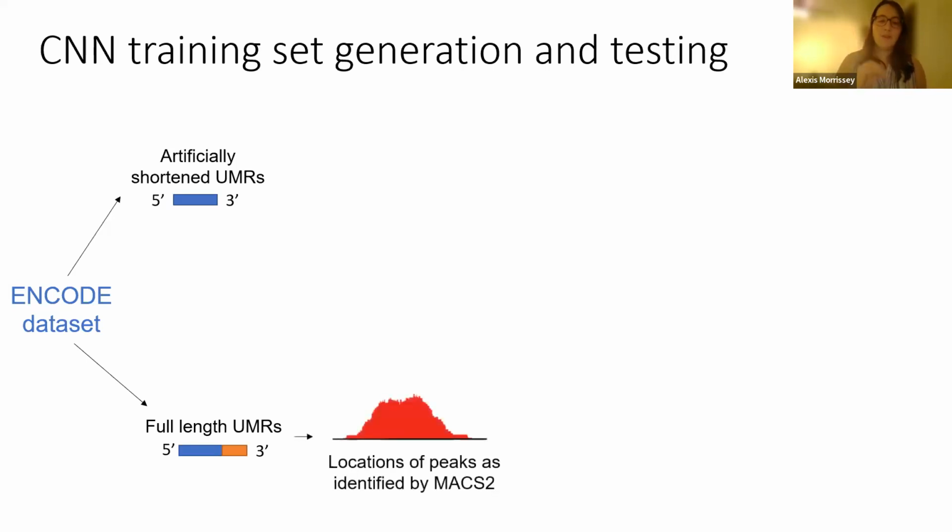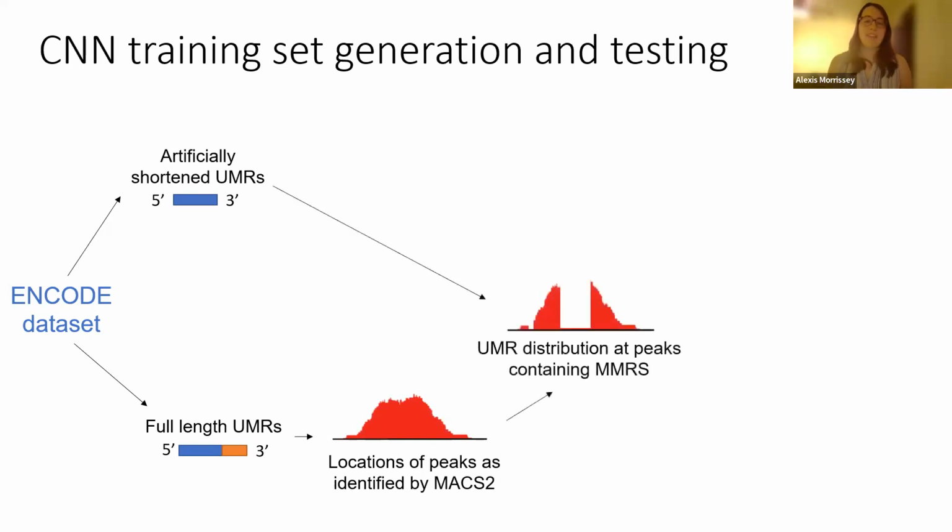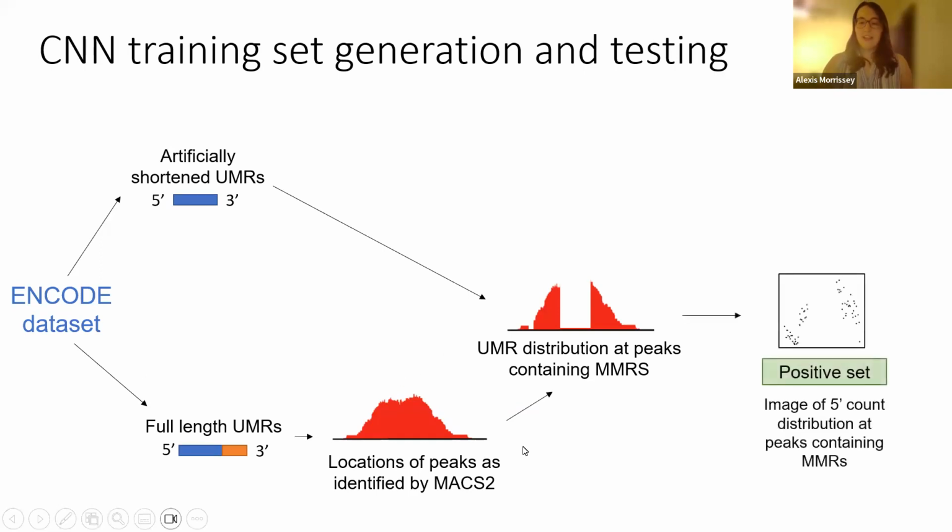And so using the full length UMRs, we then called peaks using MACS2. So now we have true locations for peaks. And in some of those locations, some of the reads became multi-mapped reads after being artificially shortened. So now we have a UMR distribution at peaks that contain MMRs, and we know this should have been a peak based off of the full-length data set. And so in total, this then became our positive data set. We took these read counts, we turned them into pictures, and that was our positive data set.